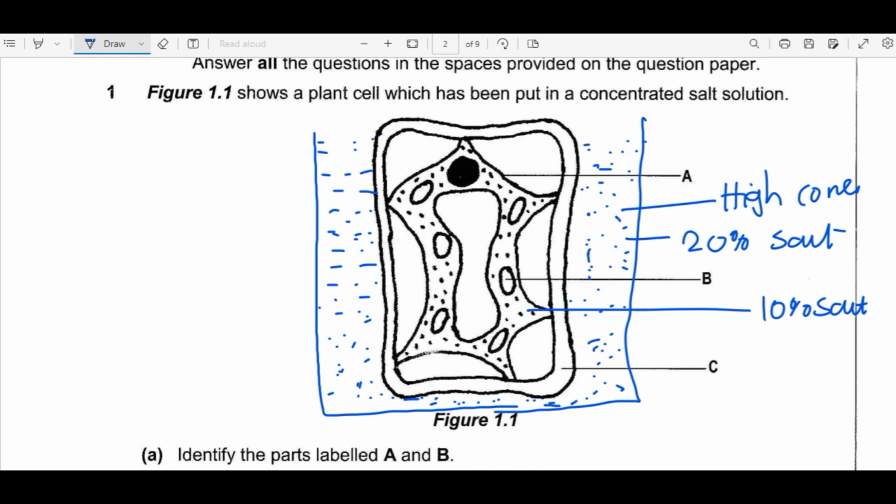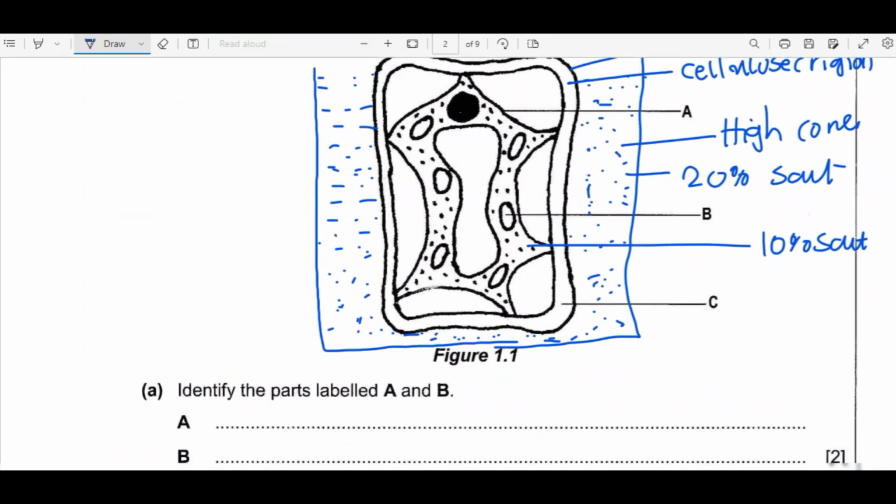Now whenever you have a plant cell and an animal cell, please make sure that you differentiate them, because here we have the outermost part, which is the cell. For a plant cell, even if it loses water, the shape does not change, because the cellulose is considered to be rigid, so it remains in its original position. Then let's dive into the questions.